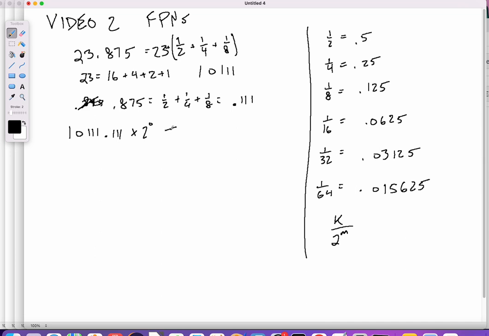And now we have to normalize. Remember what normalize means: it means we want one non-zero digit to the left of the decimal point. We've got to move this decimal point over here. So this is 2 to the 0. To move it over here would be 2 to the 1st, 2 to the 2nd, 2 to the 3rd, 2 to the 4th. So it's 1.0111, and then these 3 ones, 111, times 2 to the 4th. So this is the answer.